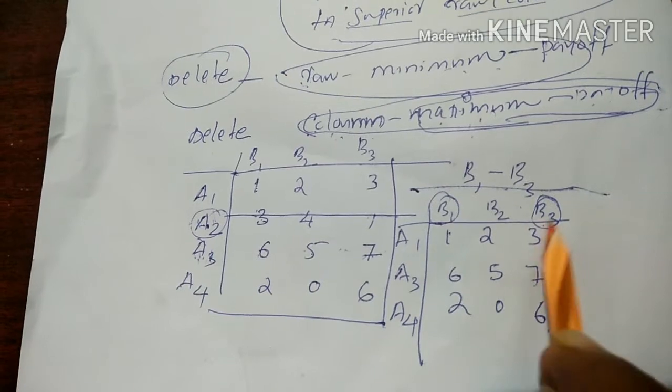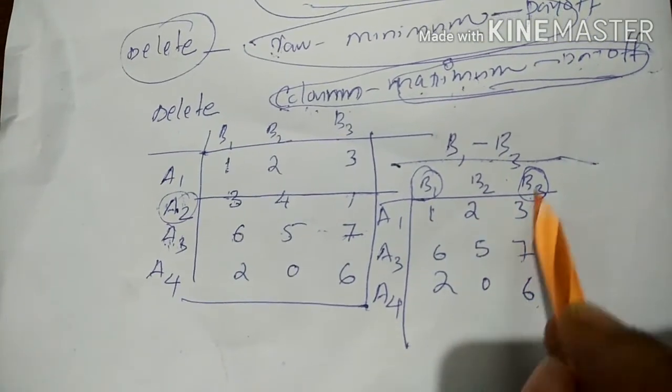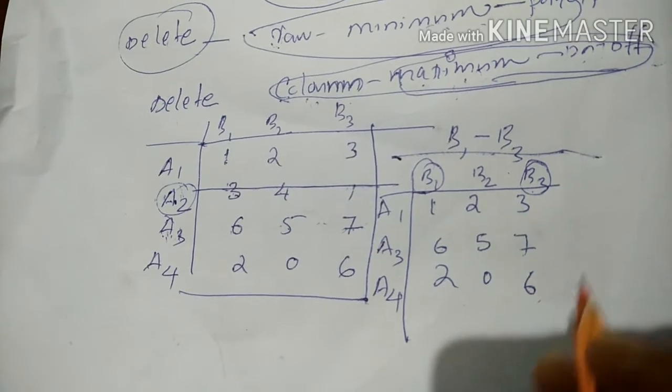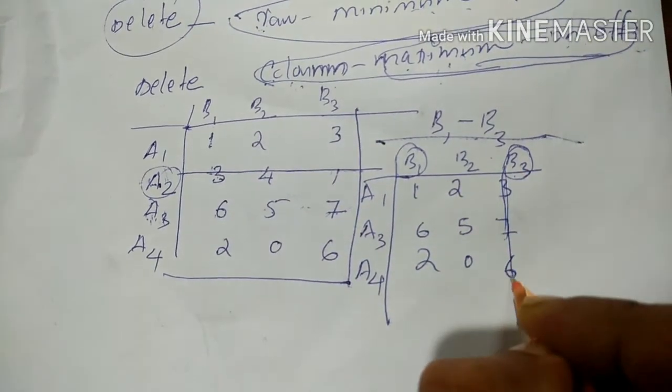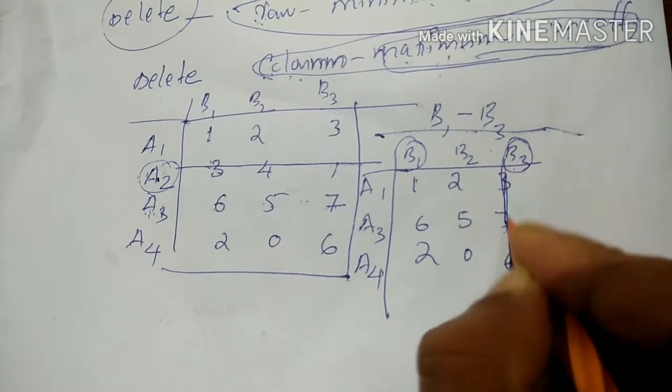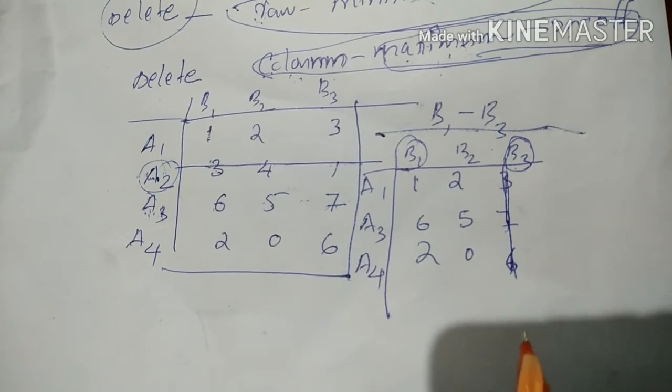So B1 and B3 compare ചെയ്യുന്ന സമയത്ത് ഇതാണ് മാക്സിമം വരുന്നത്. B3 കോളം ഈസ് മാക്സിമം പേ ഓഫ്. സോ വി ക്യാൻ ഡിലീറ്റ് ദിസ് കോളം, B3 കോളം. കോളം കമ്പയർ ചെയ്യുന്ന സമയത്ത് ഞാൻ നേരത്തെ പറഞ്ഞിട്ടുണ്ടായിരുന്നു മാക്സിമം പേ ഓഫ് വരുന്ന കോളാണ് നമ്മൾ ഡിലീറ്റ് ചെയ്യേണ്ടത്.